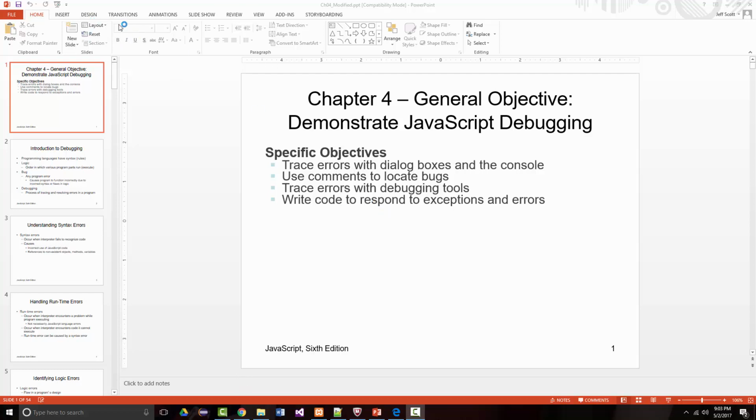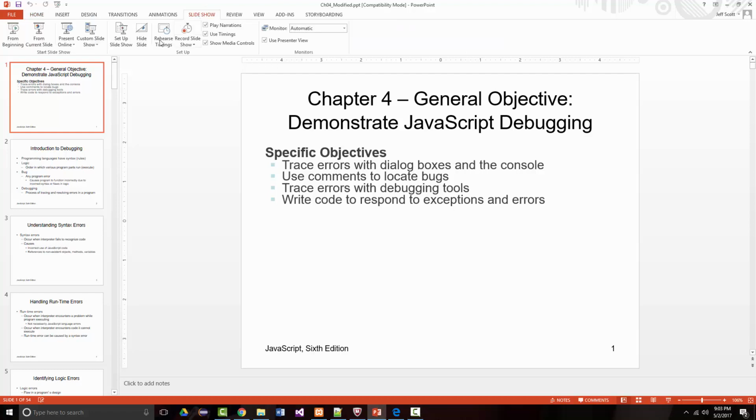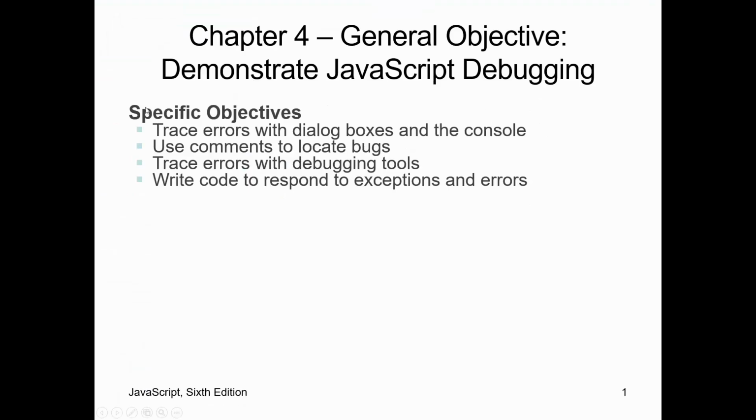I may have to break this chapter up into two, as I've done with several of the other chapters. So our objectives are fourfold: trace errors with dialog boxes in the console, use comments to locate bugs, trace errors with debugging tools, and write code to respond to exceptions and errors.